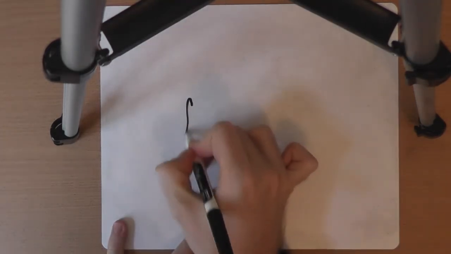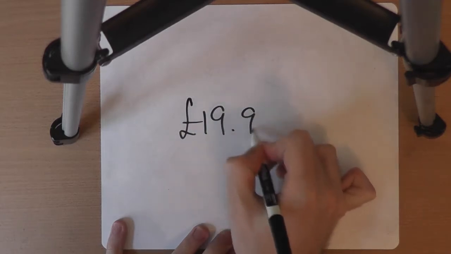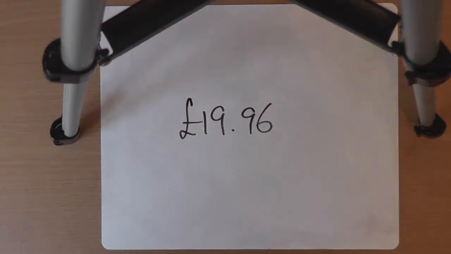But there is a practical point for estimating. Imagine you went shopping and you spent £19.96. Well, when you got home and somebody said to you, how much did that cost you? What would you tell them? Well, you'd probably tell them it was 20 quid. Because as far as they are interested, they do not want to know that you spent £19.96 exactly. As far as they are interested, 20 quid will do.